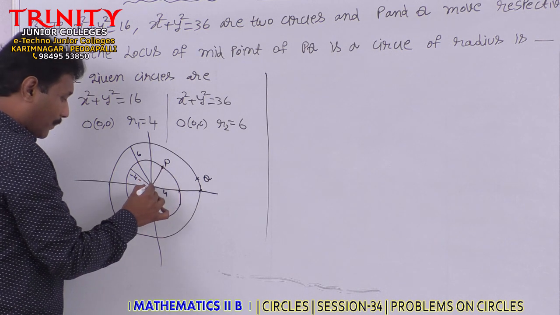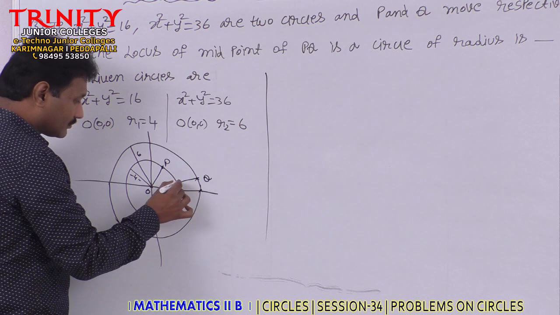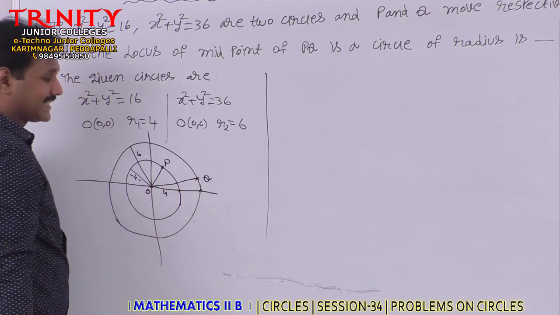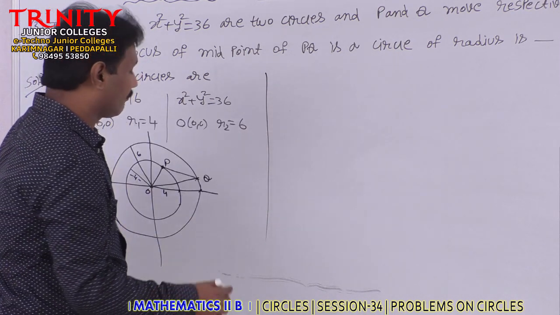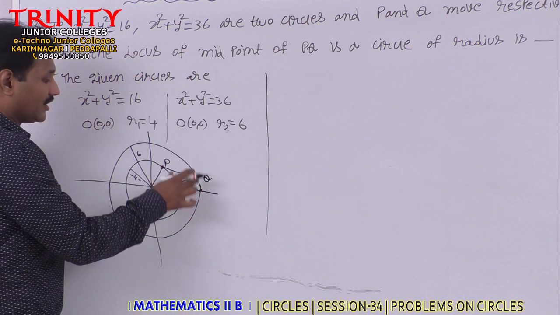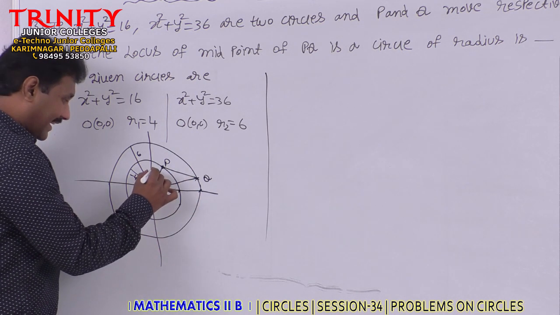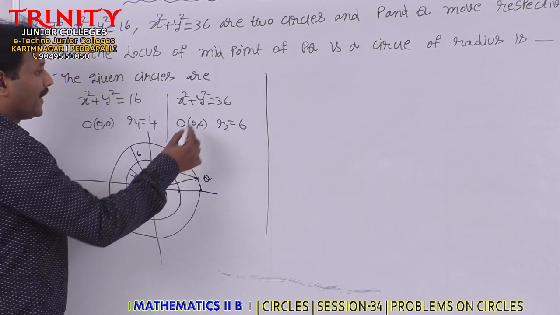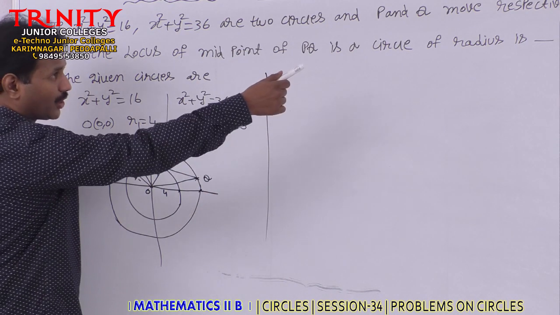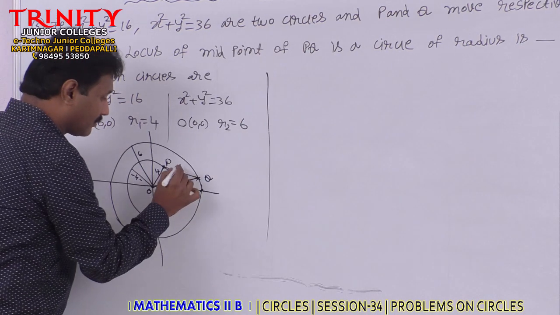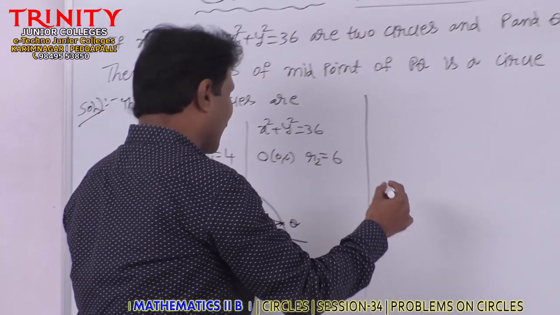We join OP. OP is the radius of the first circle. OQ is the radius of the second circle. We join PQ. We know that the length of PQ is 4. The radius OP equals 4, and by the data given, the length of PQ is 4. The radius OQ is 6. Therefore, the triangle becomes like this.